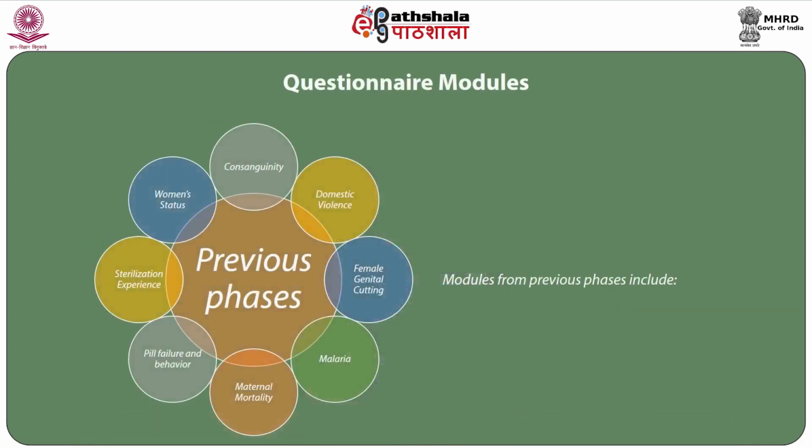Modules from previous phases include consanguinity, domestic violence, female genital cutting, malaria, maternal mortality, pill failure and behavior, sterilization experience, women's status.